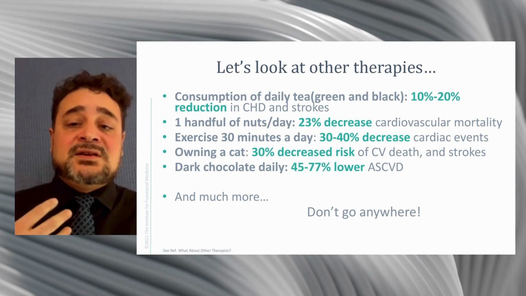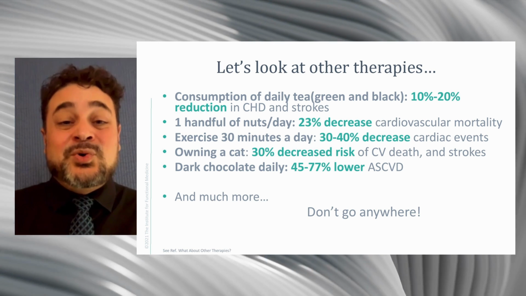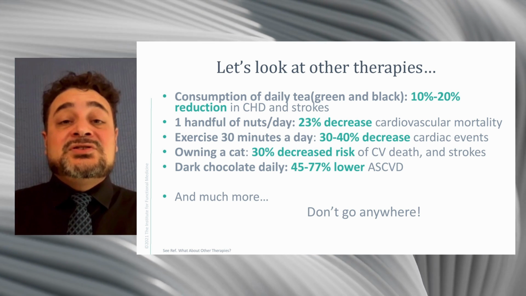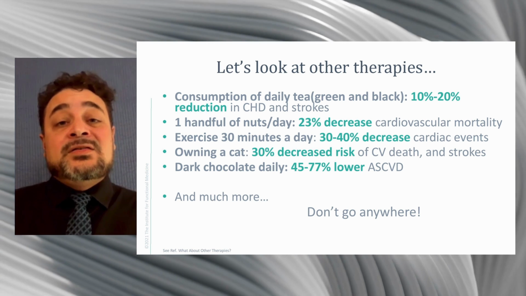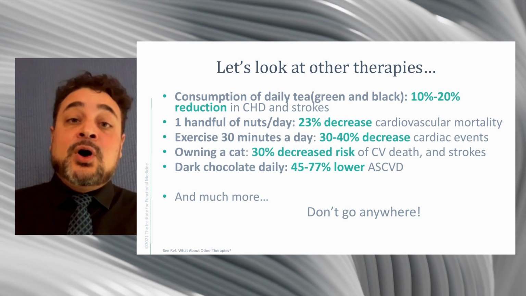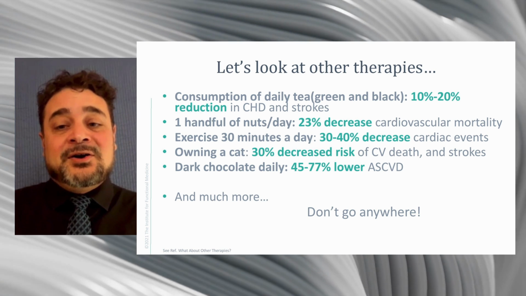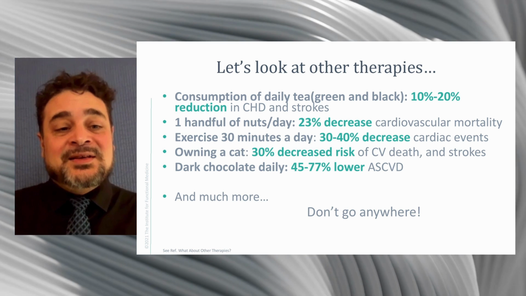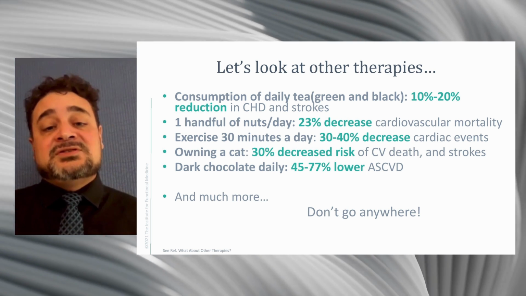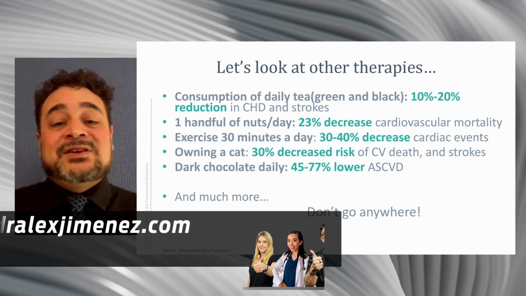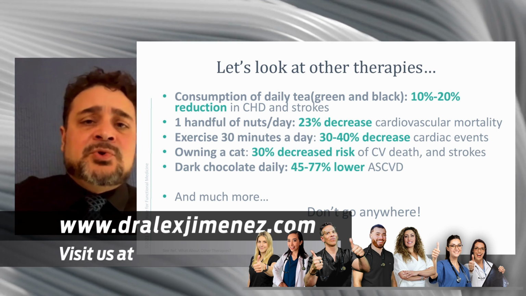A handful of nuts a day can decrease your risk of cardiovascular mortality by 23%. Exercise 30 minutes a day can decrease your risk of cardiac events by 30 to 40%. And if you own a cat, there's a 30% reduction in cardiovascular deaths and strokes. Dark chocolate every day may decrease your risk, depending on how much you consume, by 45 and 77% of atherosclerotic cardiovascular disease, and much, much more.